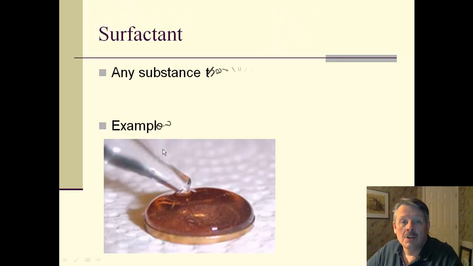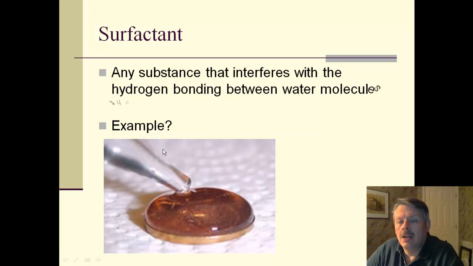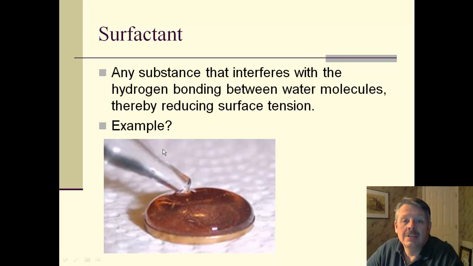Okay. Now, how do we ruin surface tension? Well, we have something called a surfactant, right? And you should write down the word surfactant, and you should write down its definition. A surfactant is any substance that interferes with the hydrogen bonding between water molecules, thereby reducing surface tension. So, can you think of something that might be a surfactant? Well, I'll bet you can. One of the most common is something like Dawn dishwashing liquid. You put some Dawn dishwashing liquid or some soap on top of this penny, the water won't do this, right? Because the surfactant is going to completely destroy the surface tension.